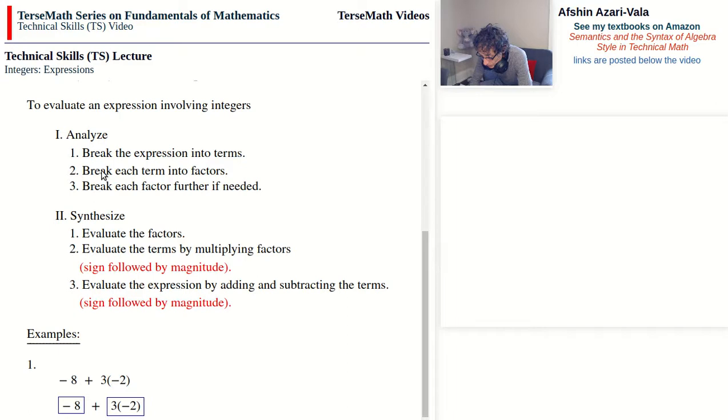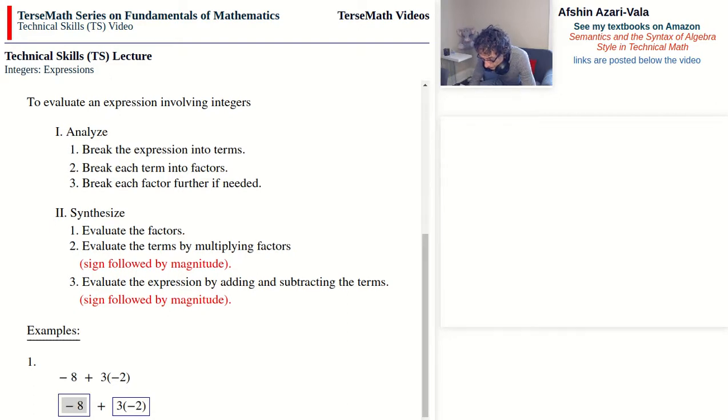Now each term has factors inside. So we have done step 1.1, and now we move to step 1.2. Here we break each term into factors. I can use shading to show you the factors. For term number 1, there is only one factor, as you see it here. For term number 2, there are 2 things that we are multiplying. One of them is 3, so that's factor number 1, and the other one is -2, and this is factor number 2.